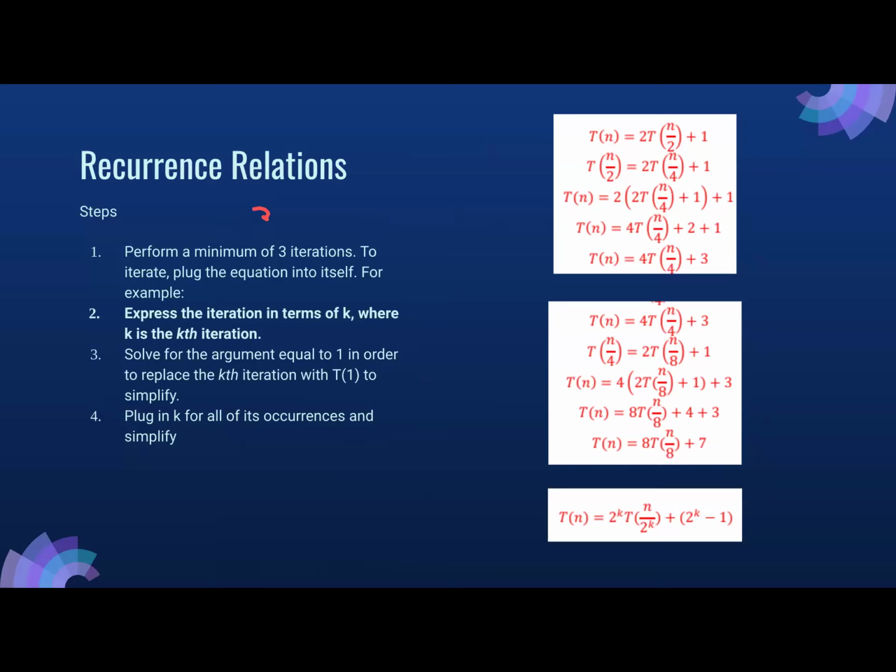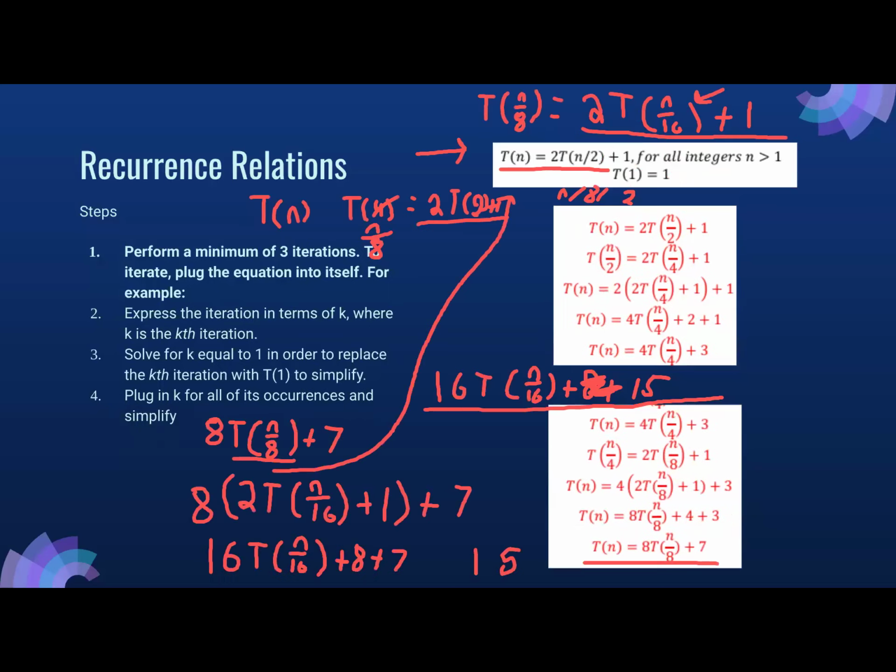Okay. Once we have 3 iterations, we want to find the pattern that we have in terms of an arbitrary value k, where k is the iteration. So, for example, no, you actually are right. This is the first iteration. So sorry. This is the first iteration because this is the base case.